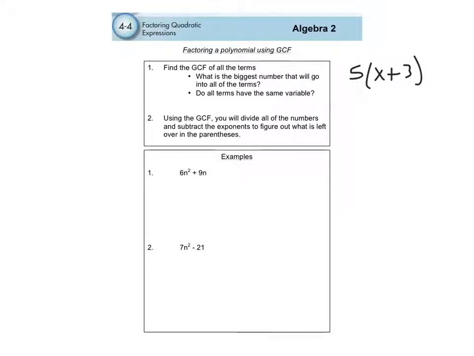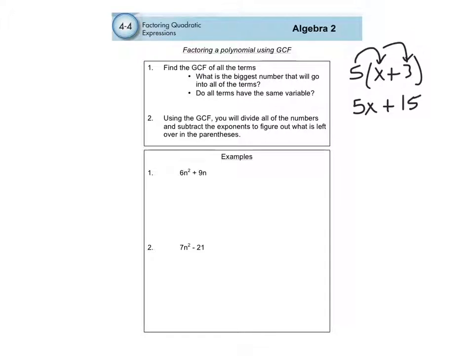Okay, we're starting here with section 4.4, and we're looking at factoring polynomials using what we call the GCF, or the greatest common factor. Now, if you remember the distributive property, I want to go through this real quick. Distributive property: if we had 5 times the quantity x plus 3, we would multiply the 5 times everything, and we would get 5x, and plus 5 times 3 is 15.